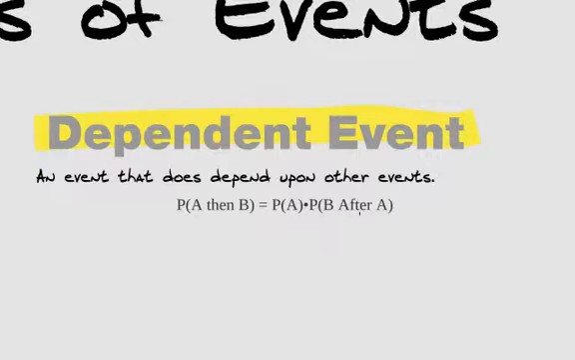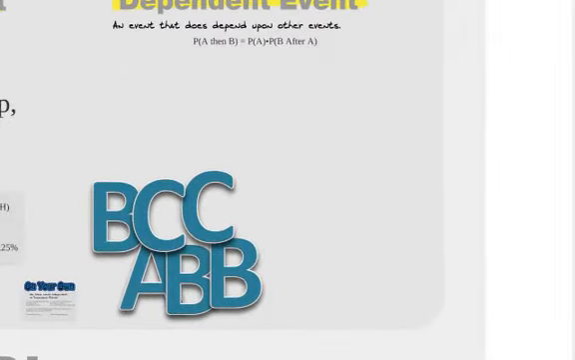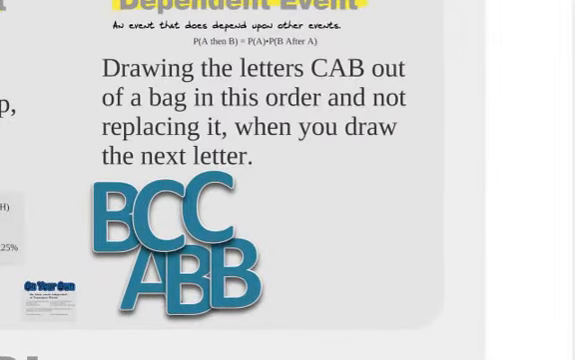Let's look at a real example here. Here are some letters. We have the letters C, C, B, B, B, and A in a bag. And I want to pull the letters out in this order, C, A, B. I'm going to pull them out. I want to pull C first. I'm going to pull A out and then a B. And then when I draw it, I want to keep it. I'm not replacing it. Notice here, not replacing. Usually in any experiment that says not replacing means it's dependent. It depends on the previous one.